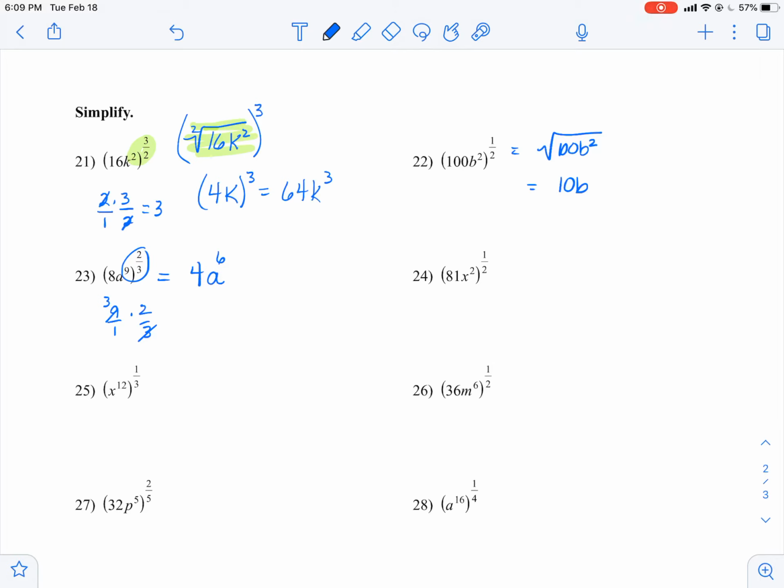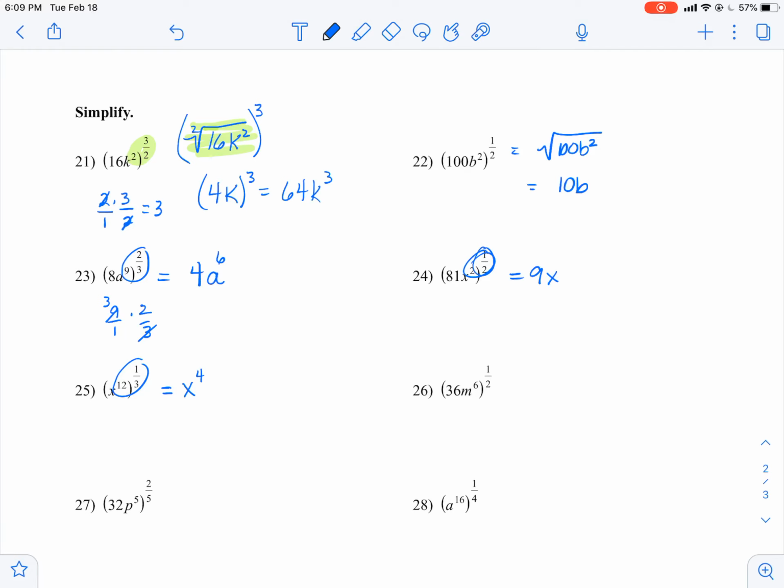Next one. This means the square root of 81 is 9. The square root of x squared is x. Or again, if I just multiply those two exponents, I'm going to get an x. Okay? I'm just going to multiply. So I get x to the 4.